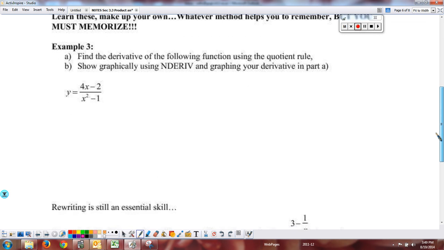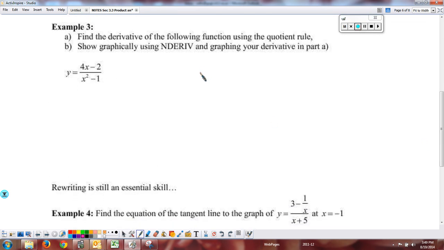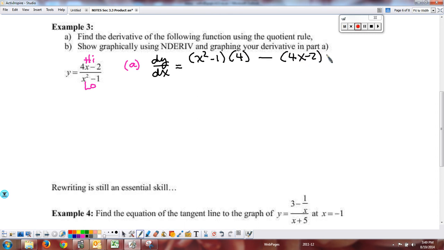Okay? All right, so let's do a couple of examples here on how the quotient rule is going to work. On this one, here's my high and here's my low. So I want to take the derivative using the quotient rule. So part A here. First let's label it. We always want to use good mathematical notation. So dy/dx equals, I have a quotient, so I'm going to do low, x squared minus 1, d high, 4, minus high, 4x minus 2, d low, 2x, all over low squared, x squared minus 1 squared.